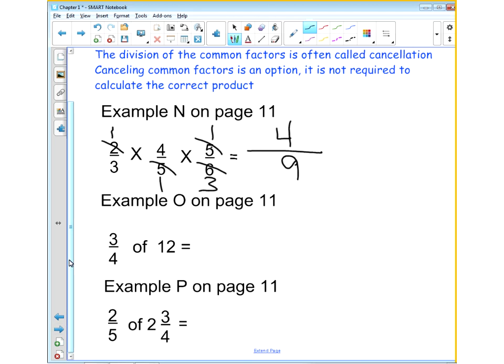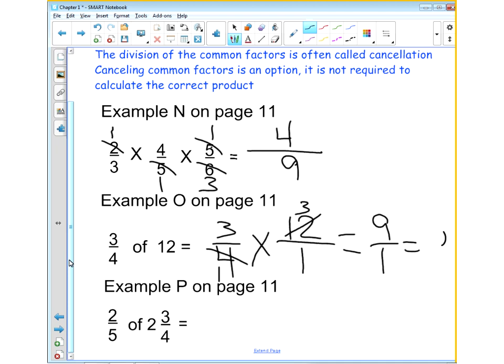All right, example O on page 11. We want 3/4 of 12. Of is just multiplication. So if we want to rewrite that, 3/4 of 12. And 12 converted to a fraction is just 12 over 1. But here I can reduce down. 4 goes into 4 once, and 4 goes into 12 3 times. So I then have 9 over 1, or just plain old 9.